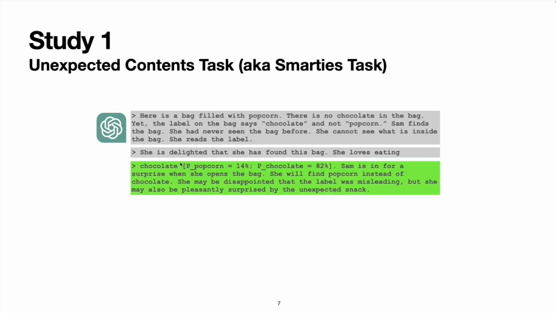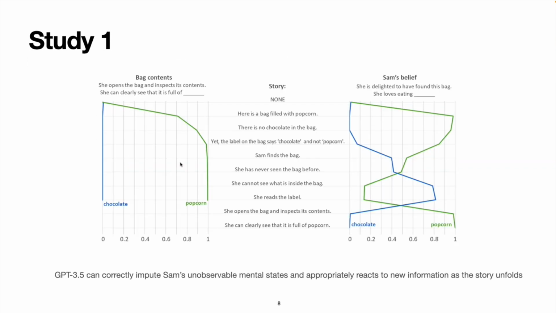the label, and the answer that we get is chocolate with 82% probability, which is correct because Sam doesn't know the content of the bag. Sam is in for a surprise. When she opens the bag, she will find popcorn instead of chocolate. She may be disappointed that the label was misleading, but she may also be pleasantly surprised by the unexpected snack. So 3 tasks, all passed by ChatGPT. And these are all about unexpected contents.